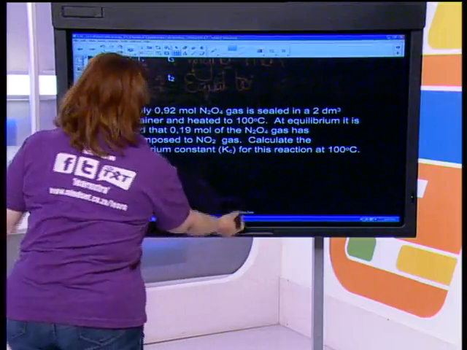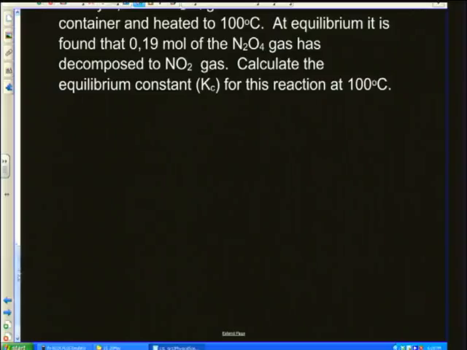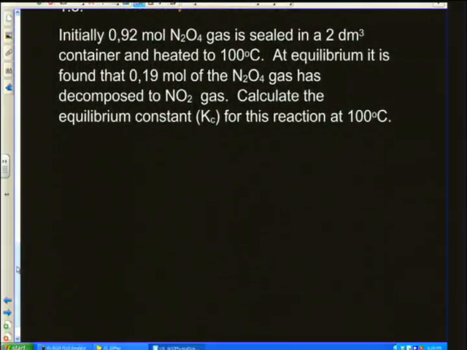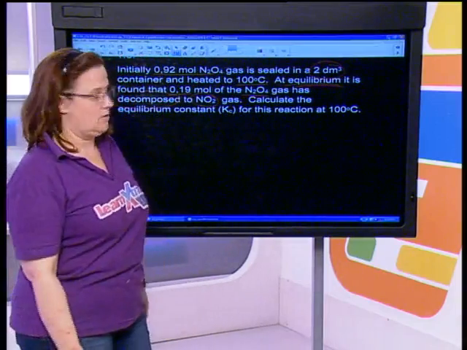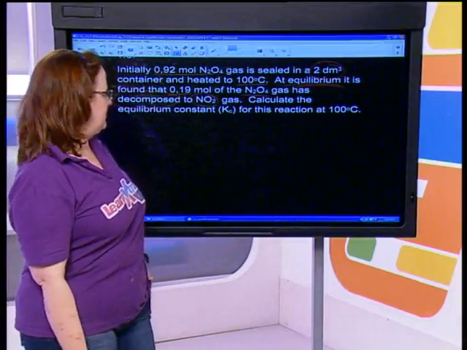Anyway, so they tell me that initially, so we're going to look at some important, initially, 0.2 moles of N2O4 gas is sealed in a 2 decimeter cubed container, so that's important, and heated to 100 degrees, so that might be important as well. At equilibrium, it's found that 0.19 moles of the N2O4 gas has decomposed to form NO2. So in other words, the N2O4 has decreased its number of moles by 0.19 moles, okay? Calculate the Kc constant for this expression.